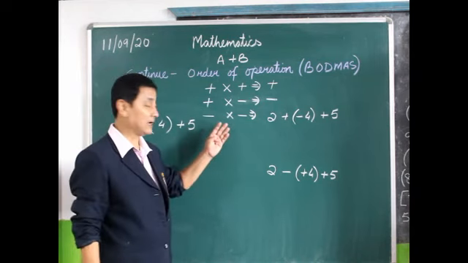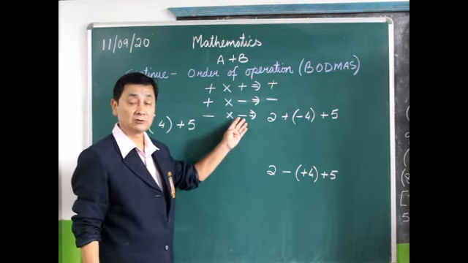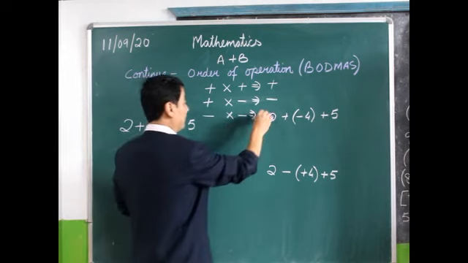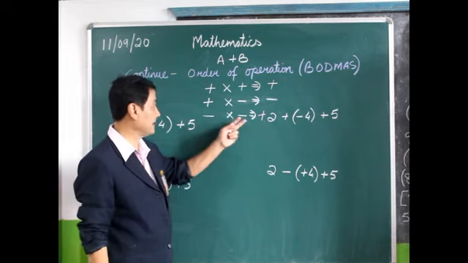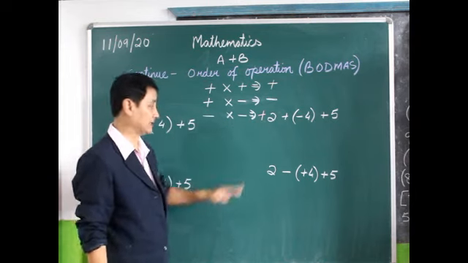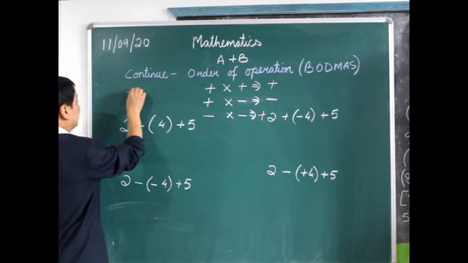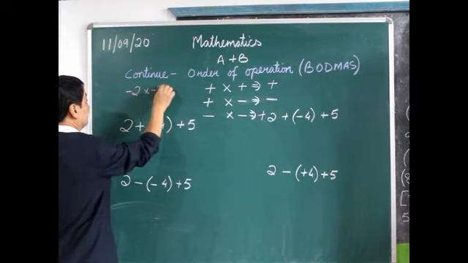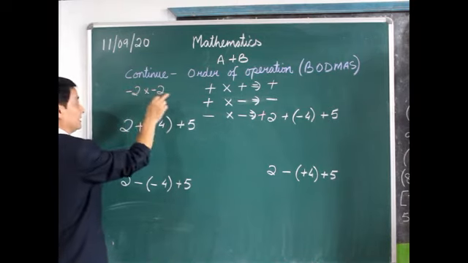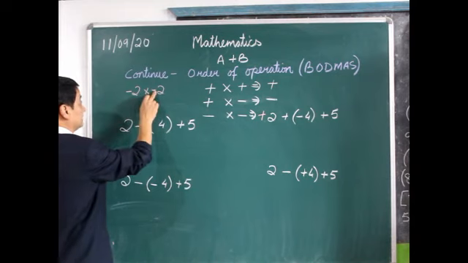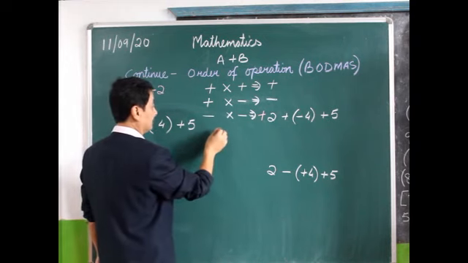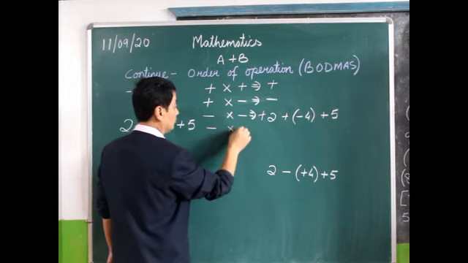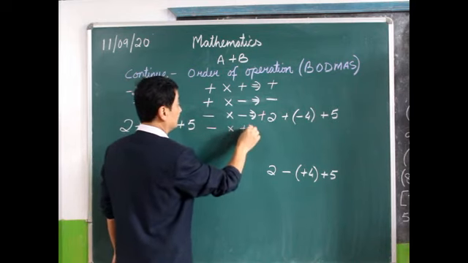Now, minus into minus. When we multiply minus into minus, what answer do you get? You get plus. Remember that. Whenever we multiply minus into minus, the answer is plus. For example, minus 2 into minus 2. First we have to multiply the sign. Minus into minus, plus. Two 2s are 4. Okay? And the last formula is minus into plus.